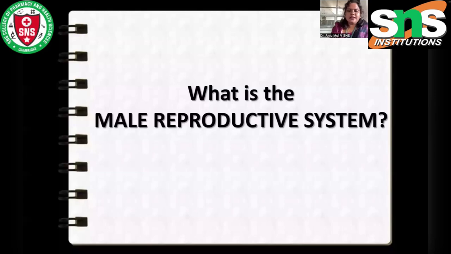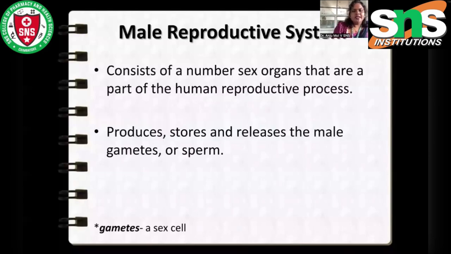What is actually the male reproductive system? It consists of a number of sex organs that are a part of the human reproductive process. So in this, it produces, stores, and releases the male gametes or sperm.